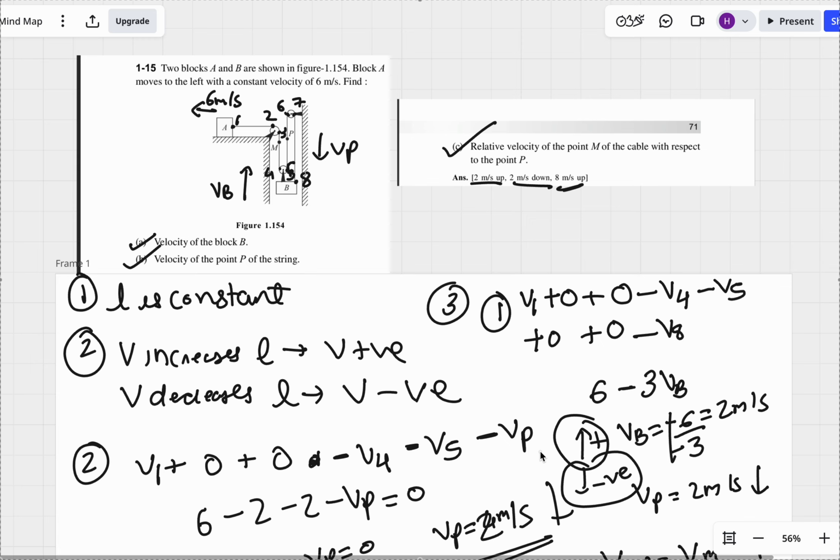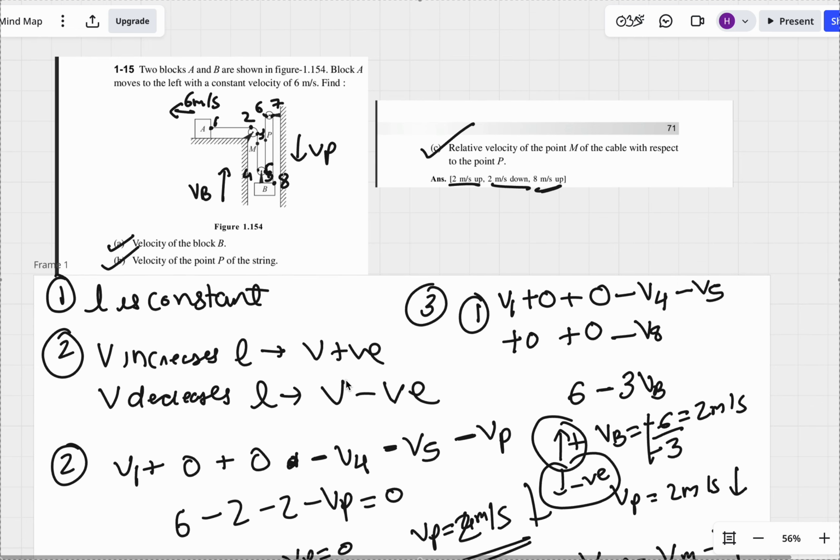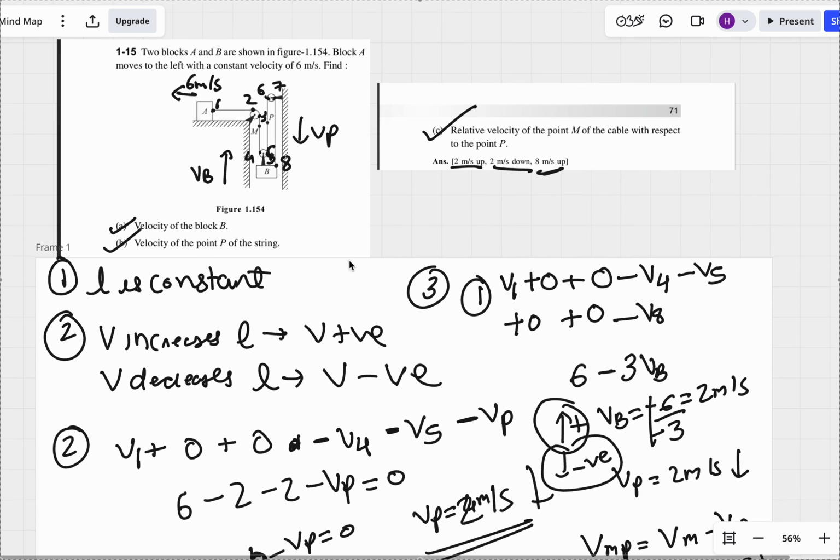Again, I'll give a short revision. Length will always be constant. Mark all the points which are moving, or points of contact actually, of the strings, not of the wedge. If velocity increases the length, it is positive. If velocity decreases the length, velocity is negative. So the velocity sign you have to take as per the length, right? If you assume the right velocity direction, you will get a positive answer. If you assume a wrong velocity direction, you will get a negative answer.